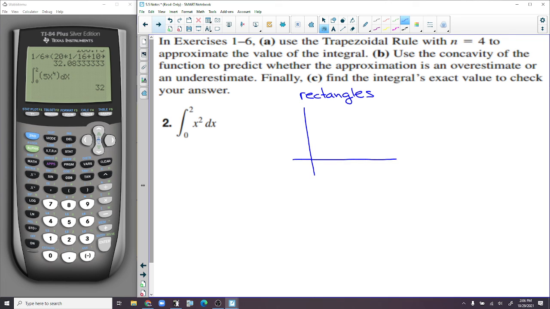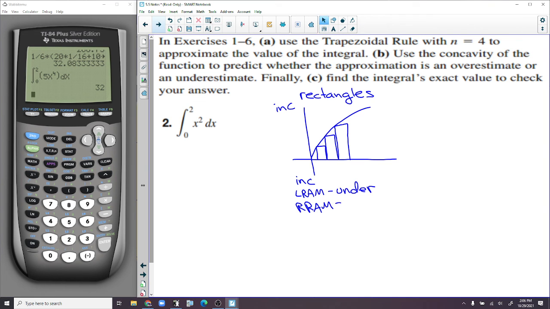If you have an increasing function, concave down or concave up, it doesn't matter. Left endpoints will be what, an underestimate or an overestimate? Underestimate. So on an increasing function, LRAM, we'll just say is an underestimate. RRAM, if we go right endpoints, it doesn't matter where, right endpoints, can you see that that's going to be an overestimate? So an overestimate.